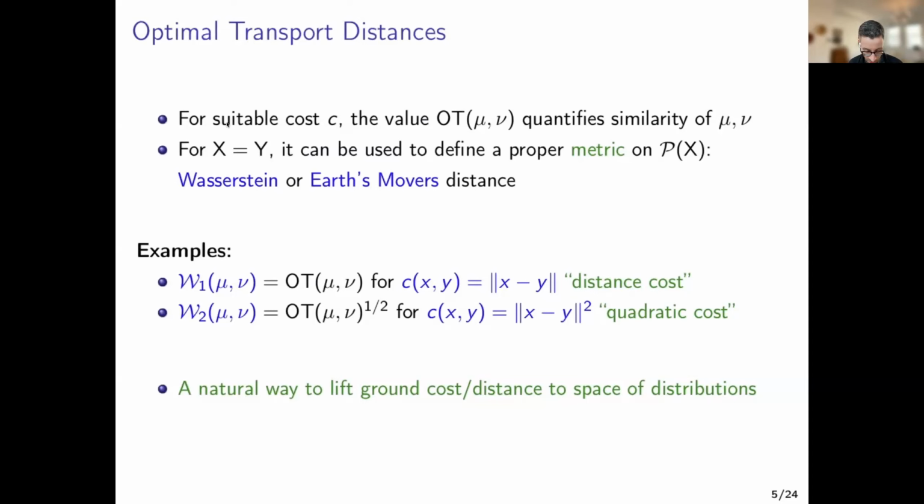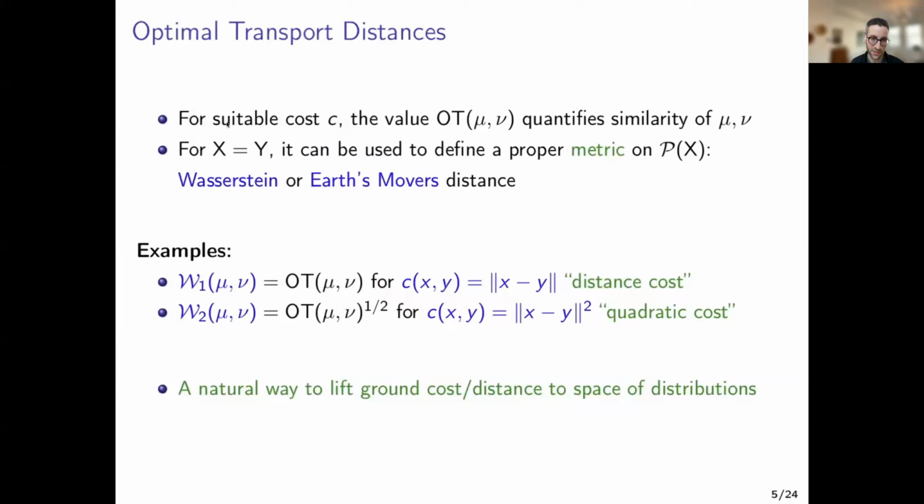And the two, I think, most prominent, most important examples are these two here. If I take as cost function the distance, say the Euclidean distance on R^d, so-called distance cost, then just taking the number OT is actually a metric.